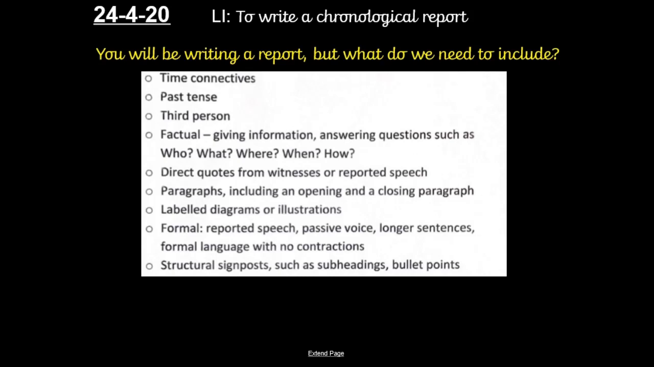It should be reported speech, passive voice, longer sentences, and formal language with no contractions. So no can't or won't or shouldn't. Okay, full sentences and full words. And you may also see bullet points, but you will almost certainly have subheadings in there as well. So those structural signposts are very, very important.